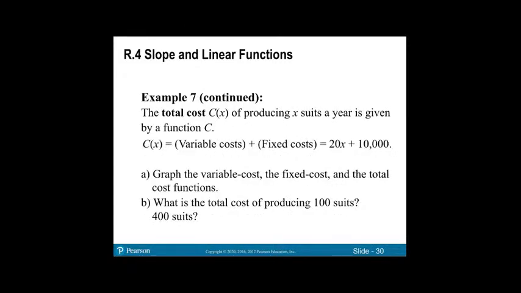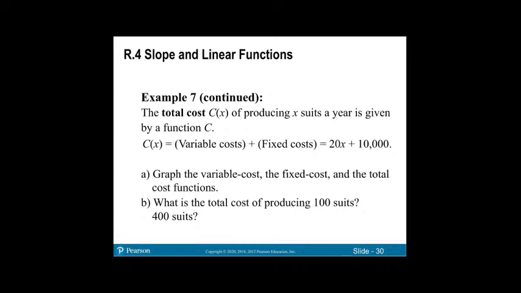So it says the total cost of producing x suits a year is given by the function: the variable cost plus the fixed cost. So 20 times each suit produced plus the fixed cost of $10,000. Graph the variable cost, the fixed cost, and the total cost. The variable cost is going to be 20x, so that's going to be a diagonal line. Fixed cost is going to be y equals 10,000, so it's a horizontal line through y equals 10,000.